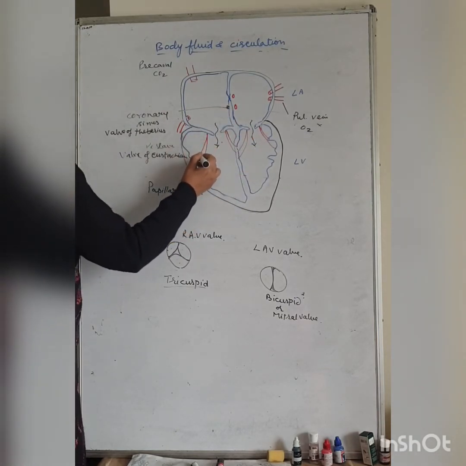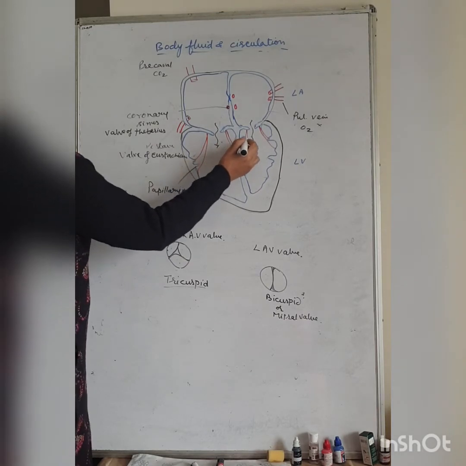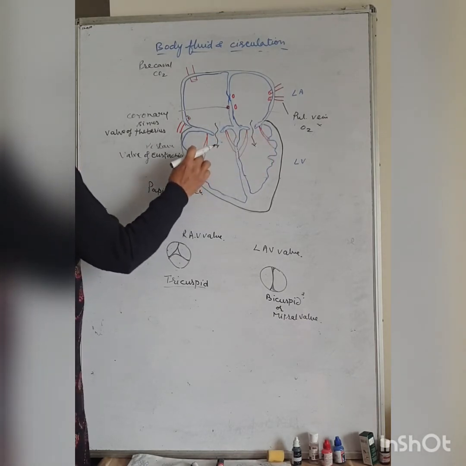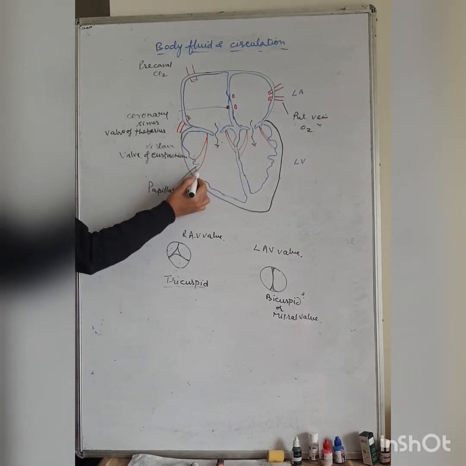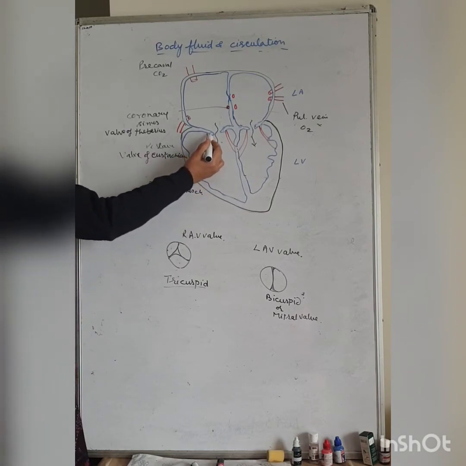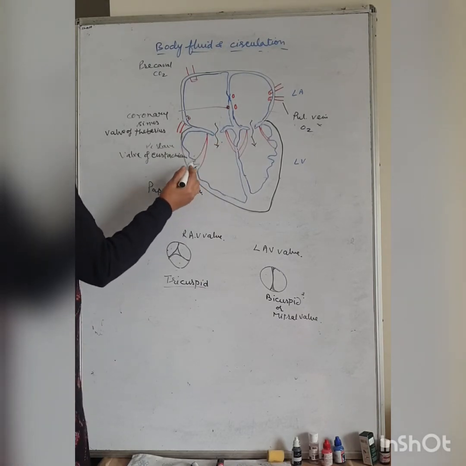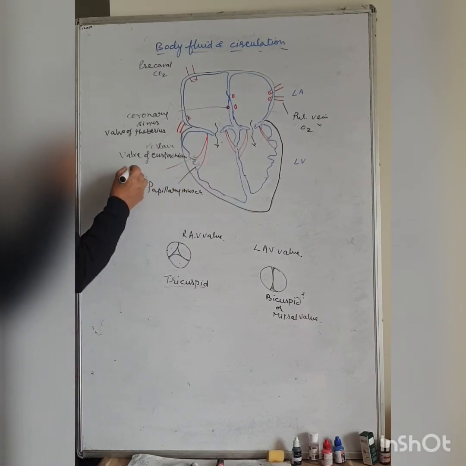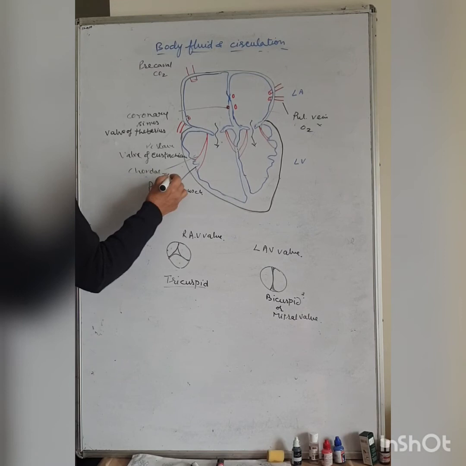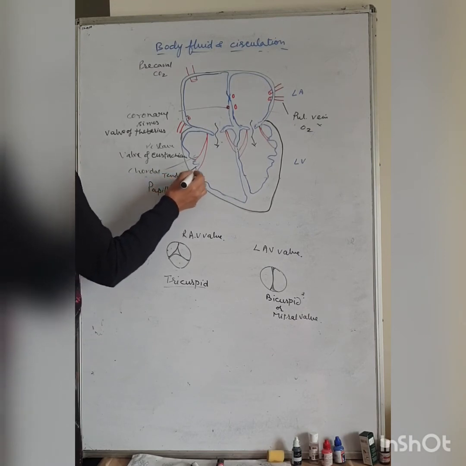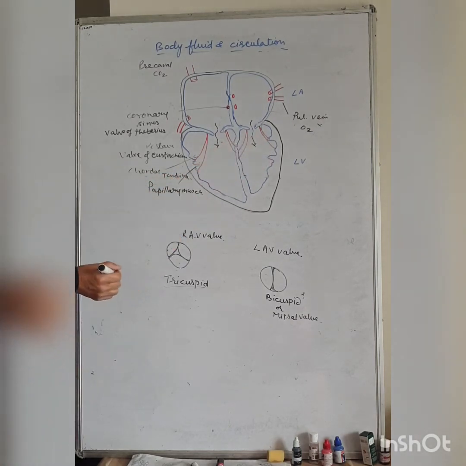Here I already told you the chordae tendineae are present between the papillary muscles and the flap of the wall, the terminal end of the wall. So these are the chordae tendineae. The chordae tendineae keep the valve in position.